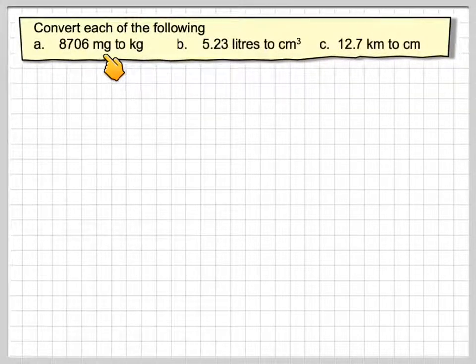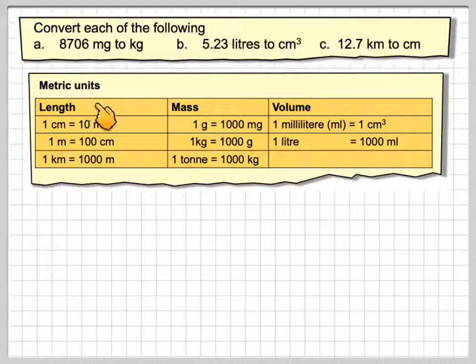Convert each of the following: 8,706 milligrams to kilograms, 5.23 litres to centimetres cubed, and then 12.7 kilometres to centimetres. Now, in order to do this, you really need to know the conversion for metric units.